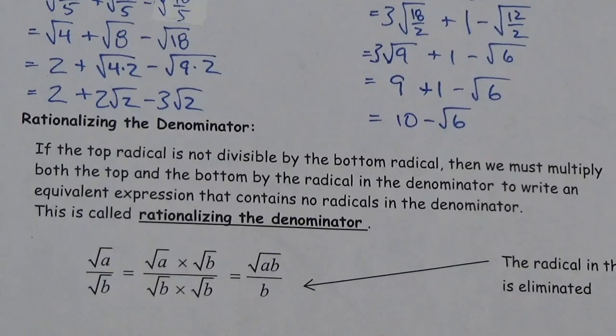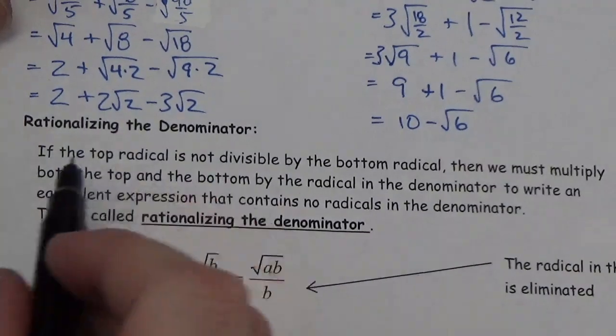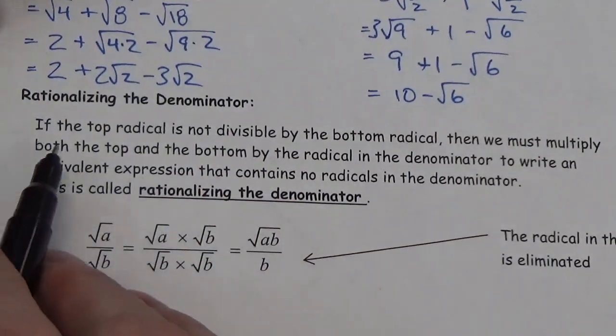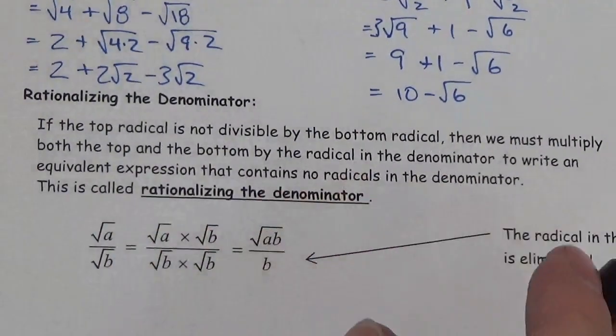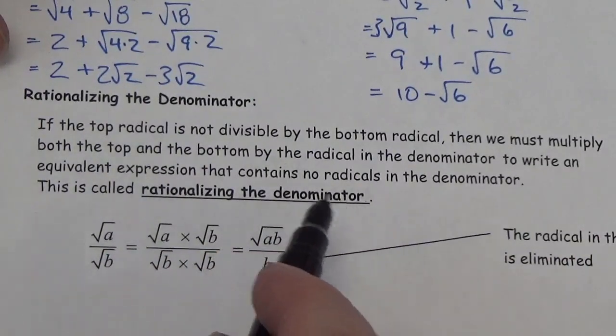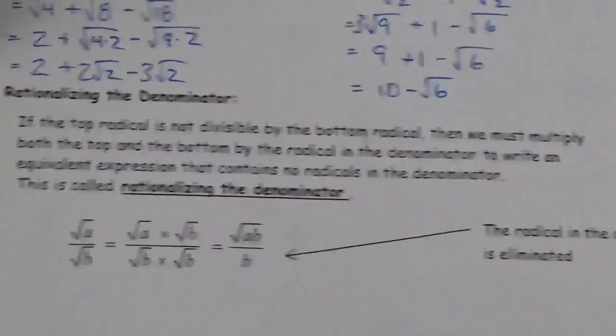Now for that second part that I was telling you guys about here, we're going to take a look at rationalizing the denominator. So if the top of the radical is not divisible by the bottom, then we got to multiply the top and the bottom by the radical in the denominator to write an equivalent expression that contains no radicals in the denominator.